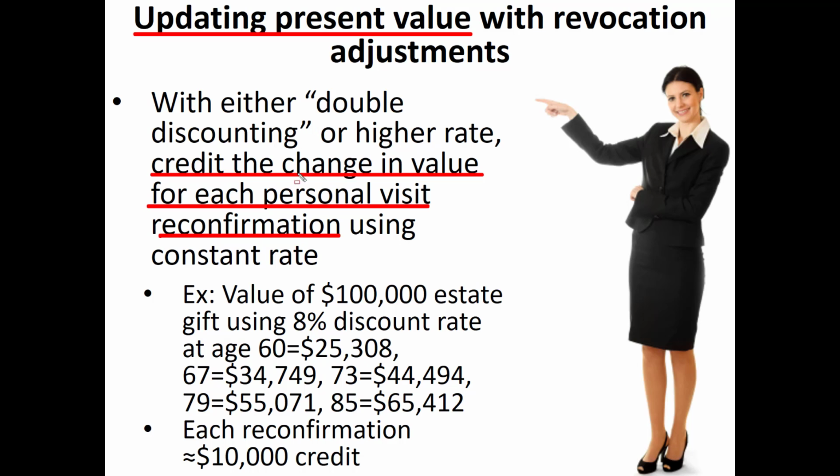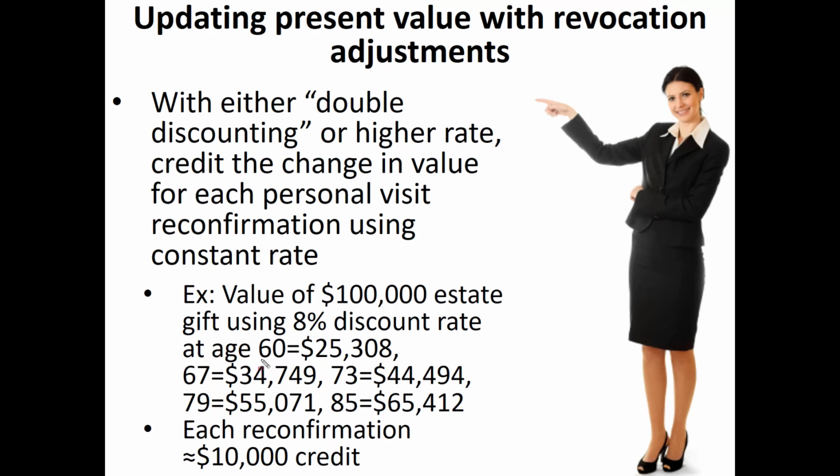You're just getting credited with the change in value from the last time you got a confirmation to this time that you got a confirmation. So this is another example, not using double discounting, but using instead a different approach, which is using a higher discount rate. So if we use this different approach, how does that work? Well, once again, it would allow us to do the reconfirmation.